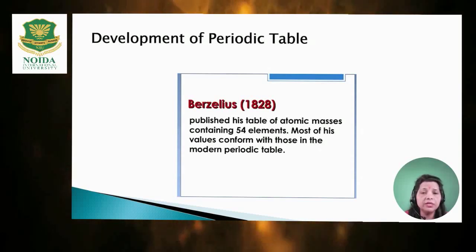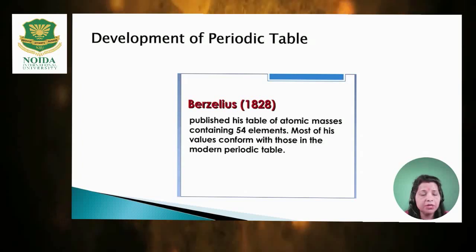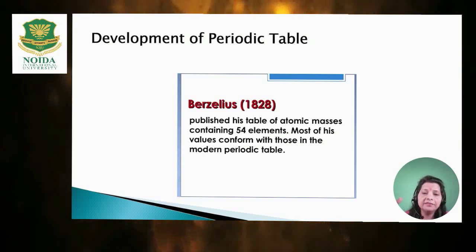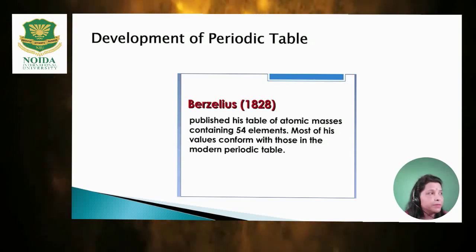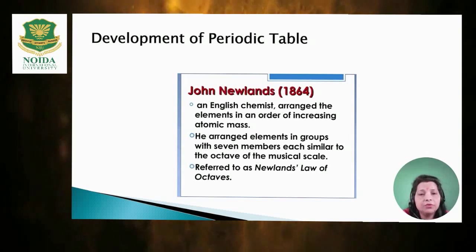Now after Döbereiner, Berzelius in 1828 published his table of atomic masses containing 54 elements. Most of his values conform with those in the modern periodic table also, right? Then in 1864, John Newlands was there. What he did was arrange the elements in order of increasing atomic masses.